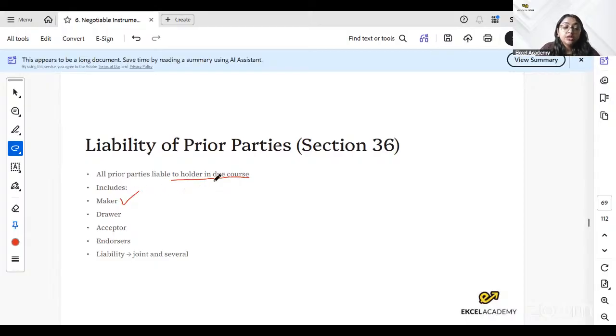Whoever is the maker should make sure that they have an account. Okay, sorry, your promissory note. The drawer should make sure that they have an account. The acceptor should make sure that, in case of a bill of exchange, they are in the capacity to make the payment. The endorser should make sure that they have the title to even endorse the instrument. And all of these liabilities are joint and several liabilities.